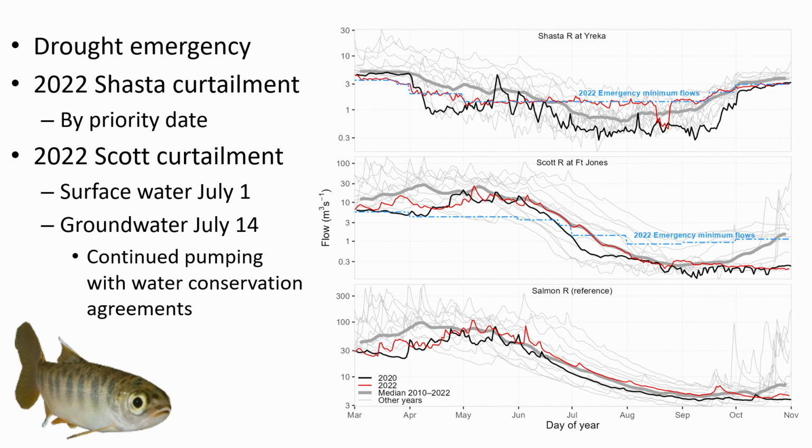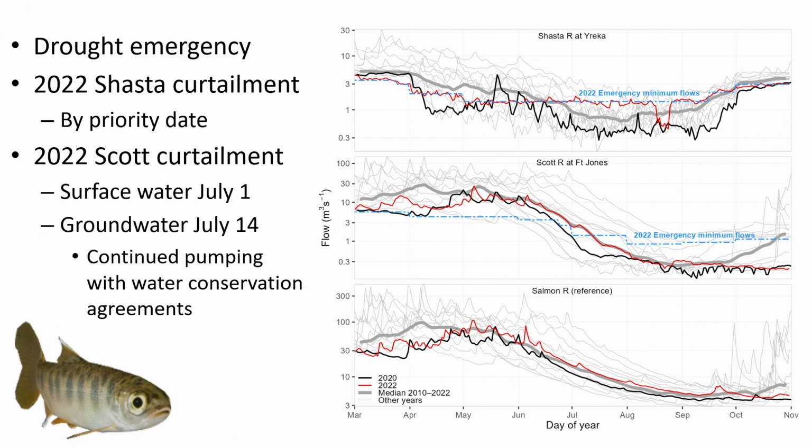In the Shasta, these graphs here show flow data. The top one is the Shasta River. Irrigation users, water diverters, were essentially curtailed over the course of the season by the priority of their water right. The red line there shows the observed flow in the river, and the blue line is the emergency minimum flows. And you can see that for the most part, the red and the blue track together.